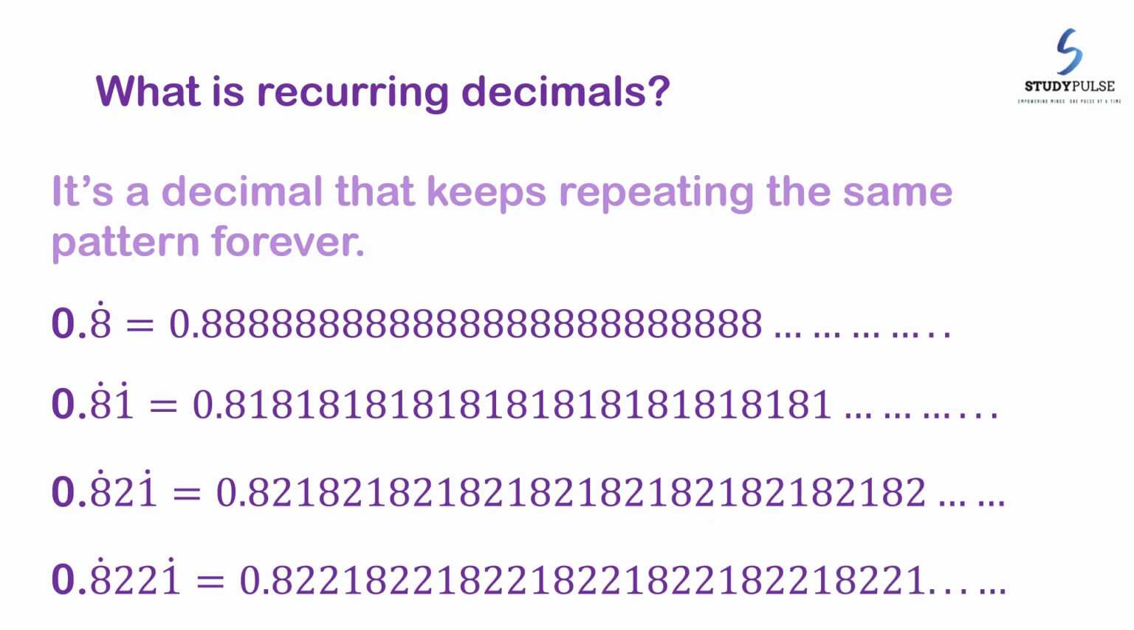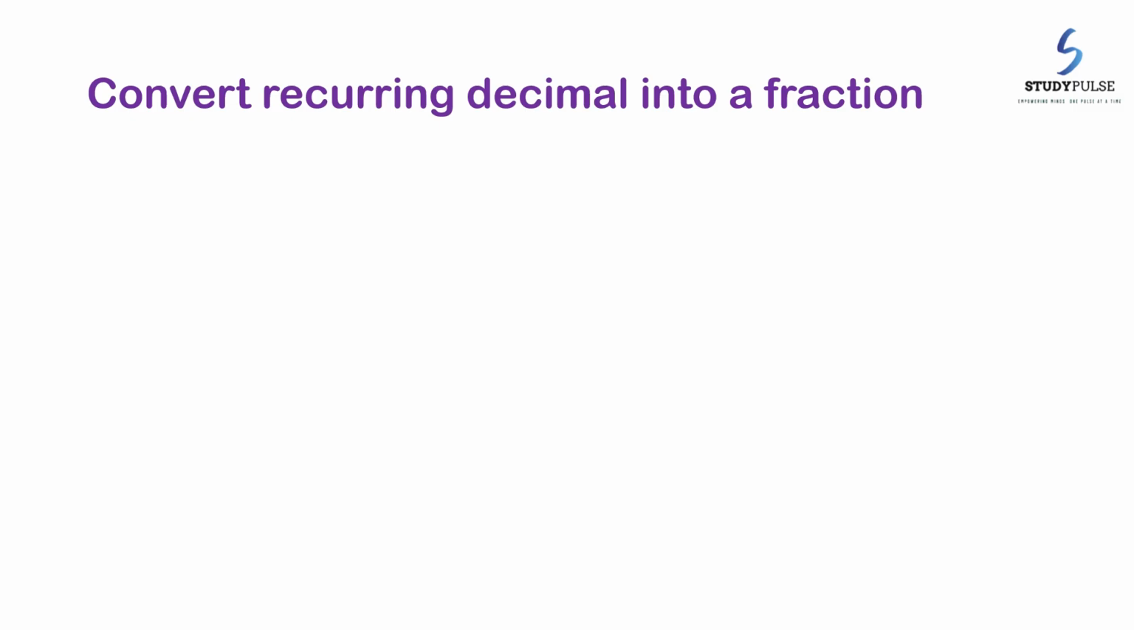If you have 0.8221 recurring, you see there are no dots on top of the twos. It's not necessary to write the dots on every single number, so you just need to have the dot written on the first and the last recurring number. So it's going to recur as 0.822182218221 forever. Now let's look at how to convert recurring decimals into fractions.